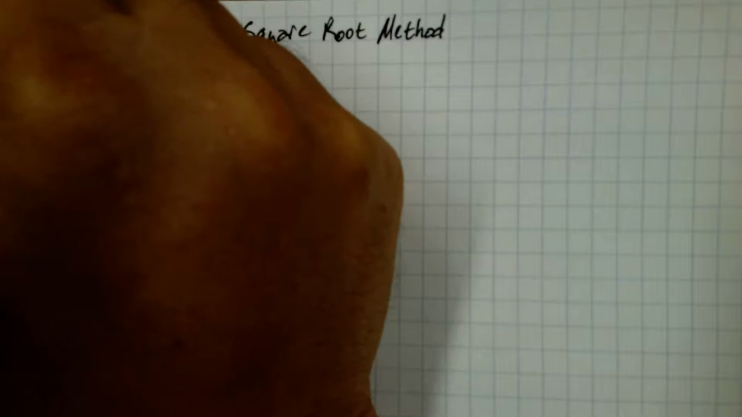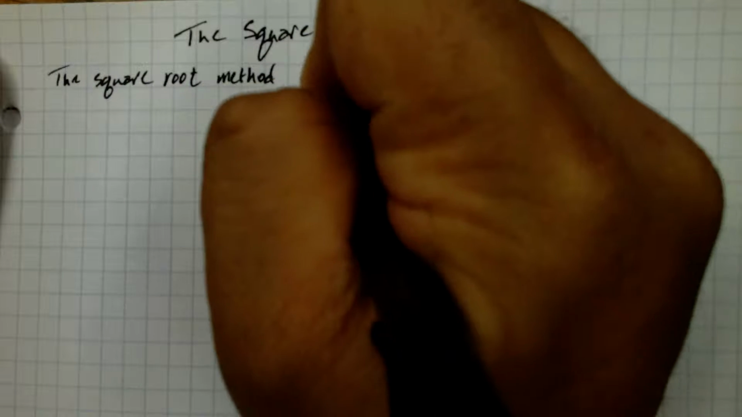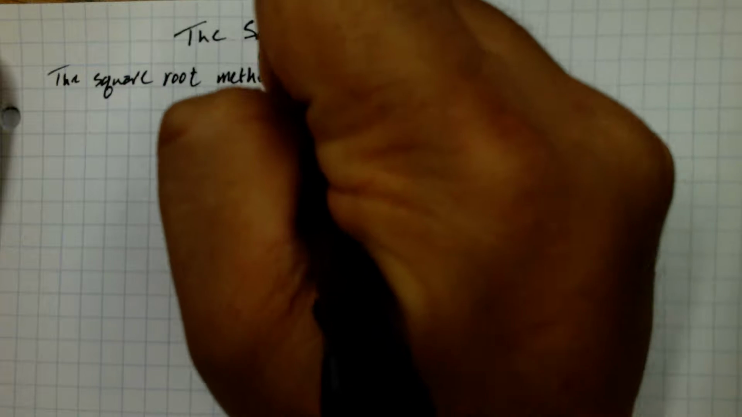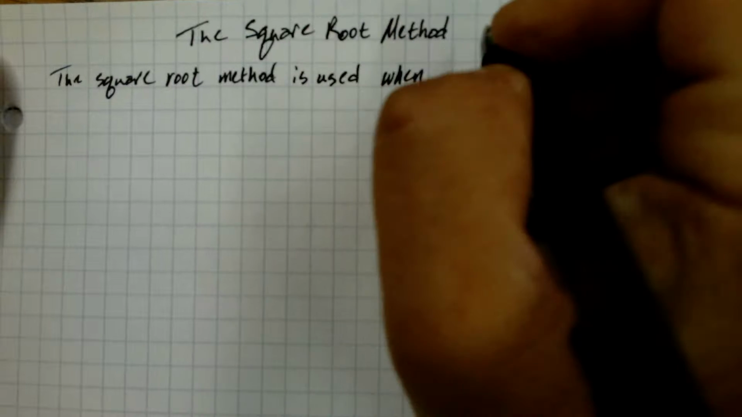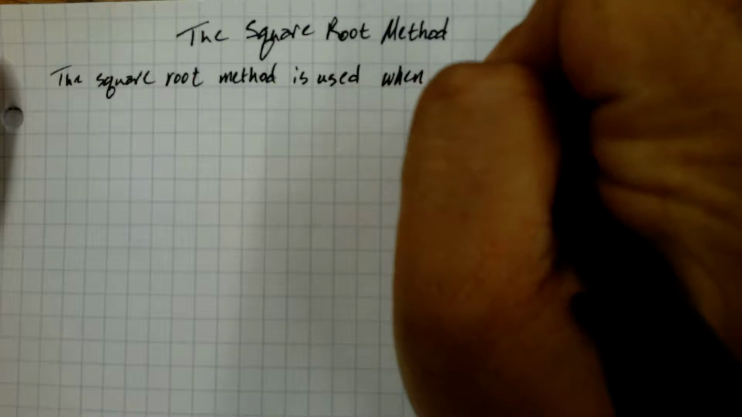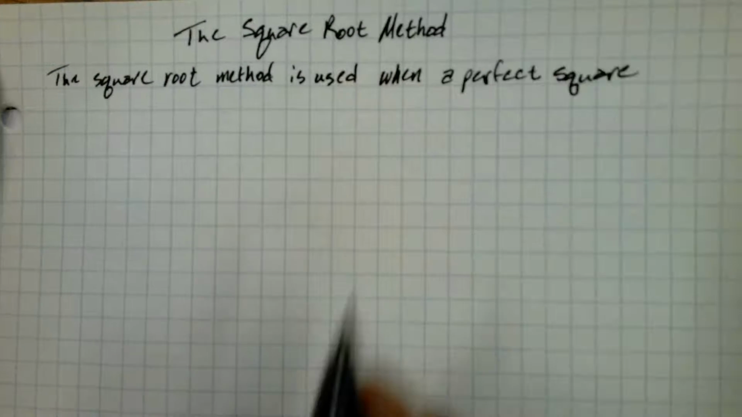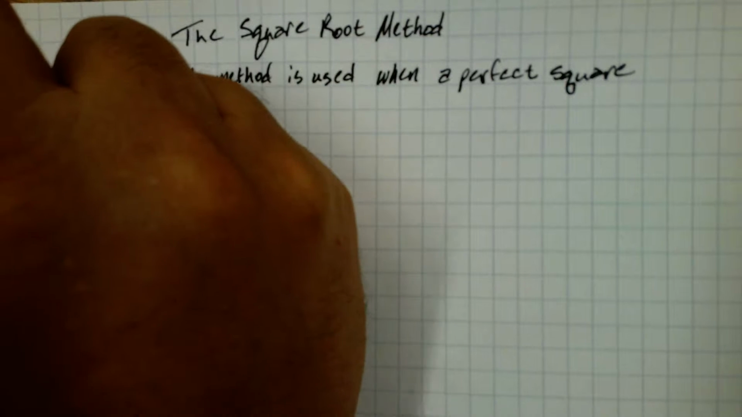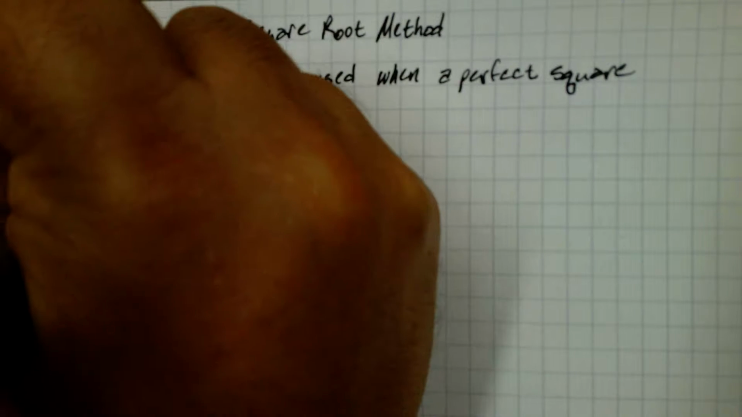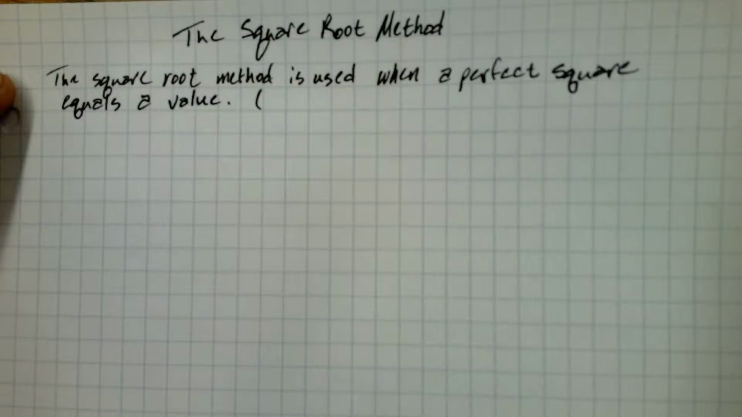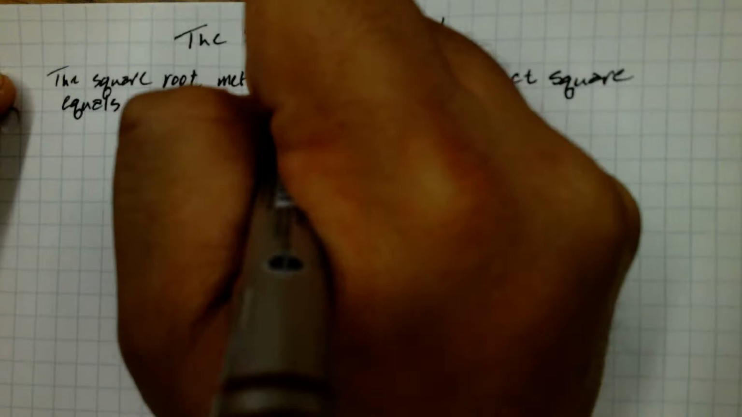So the square root method is used when a perfect square equals a value. There's three types.